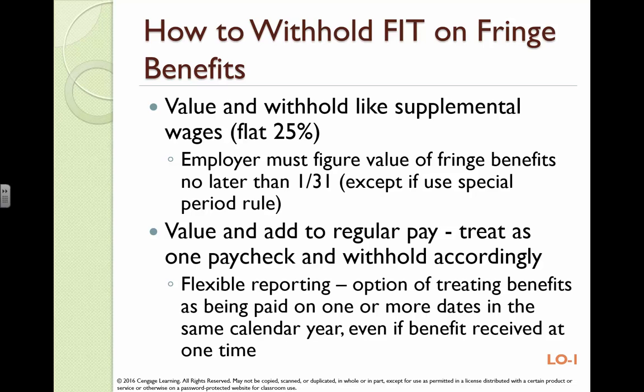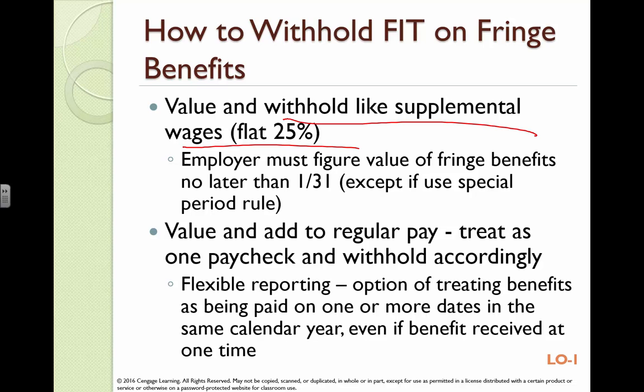So you can do a couple things. Let's just walk through them. This can get a little convoluted. The first thing it says, you can withhold just like you would supplemental wages, flat 25%. Those supplemental wages are things like your retro pay and your severance pay. That's one way to withhold federal income tax on those. The rate is 25% for federal income tax, 3% for state income tax in Montana. Just a flat amount.